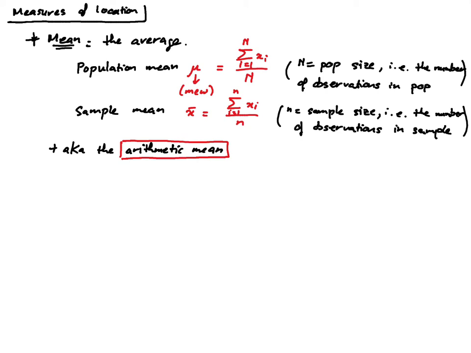Another thing that I want to bring up is that in statistics, right, the letter big N is always used to denote the population size, and the letter small n is always used to denote the sample size. This is universal in statistics.